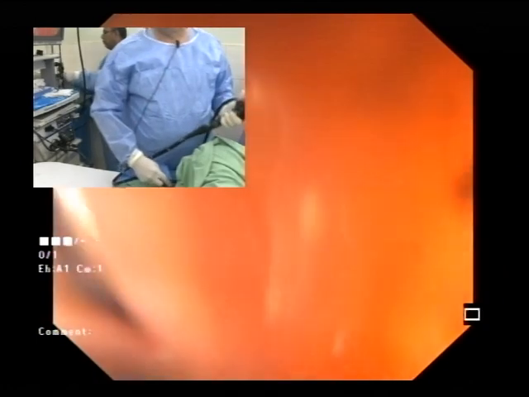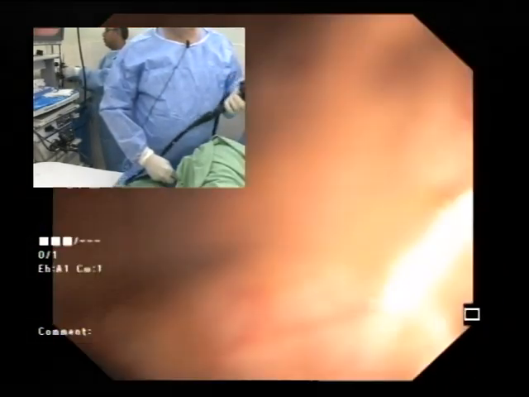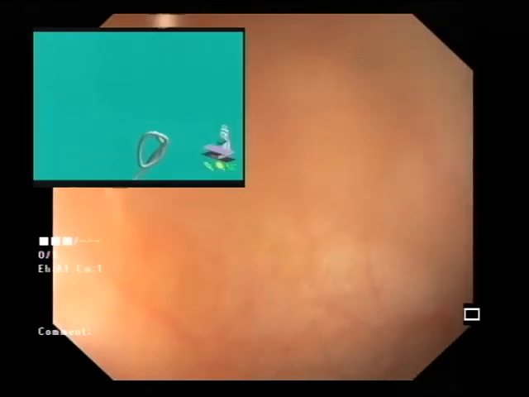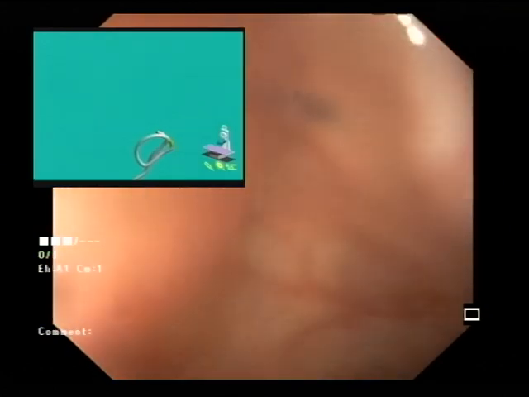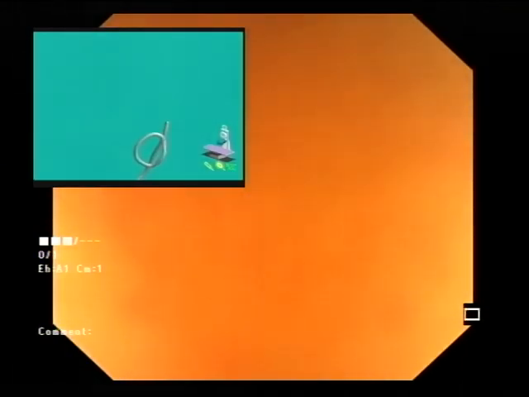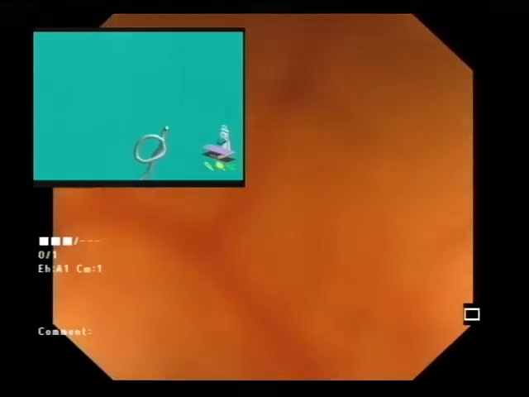I'm now advancing. You've got a loop, but the patient is comfortable, I can tell because of the toes. I don't have to ask them. The first sign that they're not comfortable is how the toes will lift up or the foot will push down.